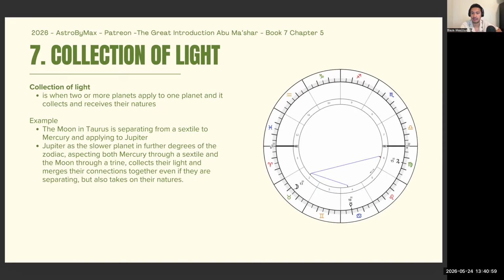Do we see that here, that Mercury is going towards Jupiter, the moon is going towards Jupiter, but the moon is technically moving away from Mercury because the moon's at 13 and Mercury is at 10. Jupiter is collecting both of their natures, but also merging their situation together through collecting it. This could be like two people telling someone something, for example, in an interrogation. Like you see two people bringing something to someone.